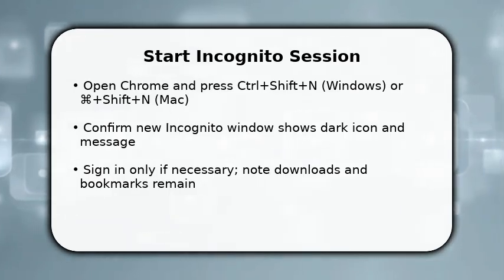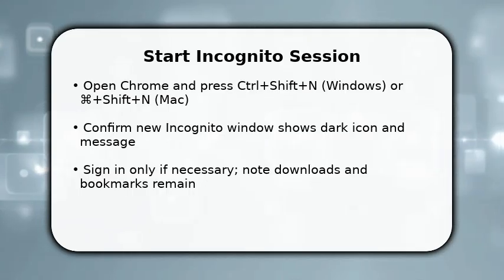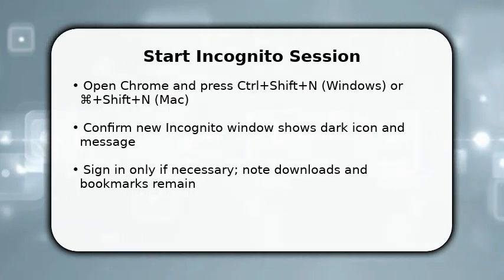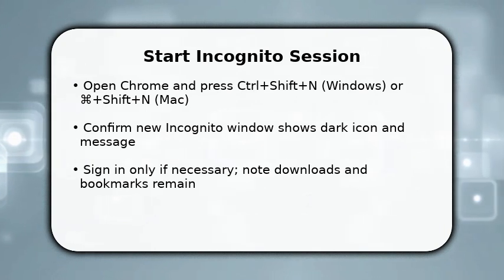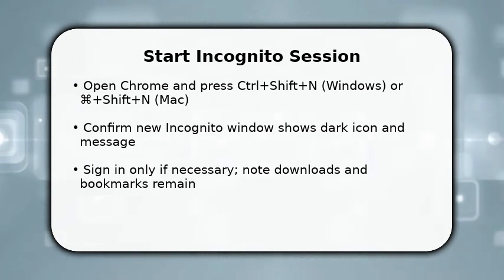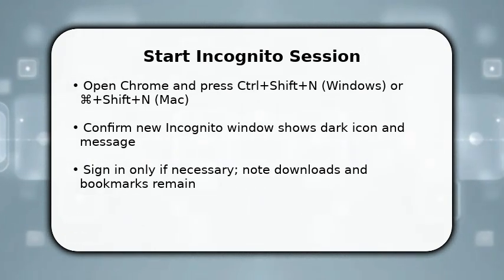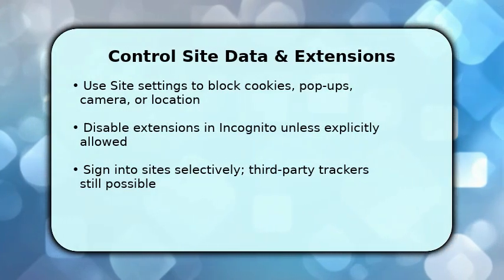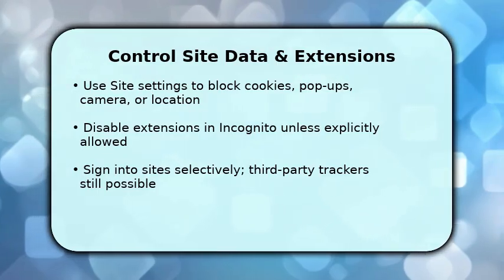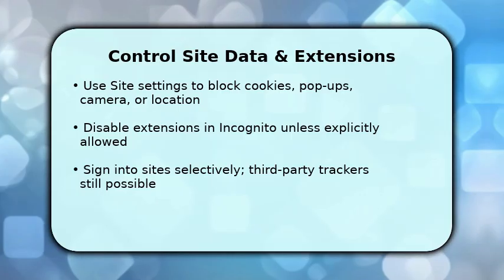You can navigate normally. However, downloads and bookmarks persist locally, so avoid saving sensitive files if you need complete ephemeral behavior. Next, you take control of what sites can do in incognito by opening settings, then privacy and security, then site settings. There you can block cookies, camera, microphone, and location to reduce fingerprinting.